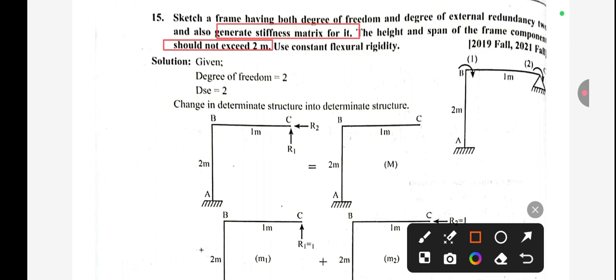And we have a constant flexural rigidity. It means EI is constant in all of these members. Here is also EI, okay. You can take EI is constant, here is also EI. So it means constant flexural rigidity, okay. So solving such type of problem, we need to calculate the degree of static indeterminacy at the very first, okay.